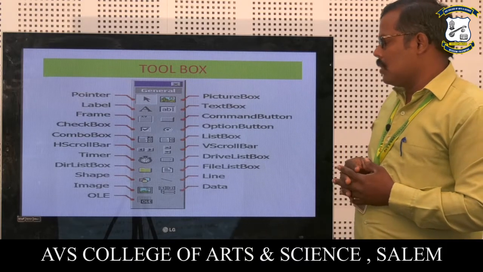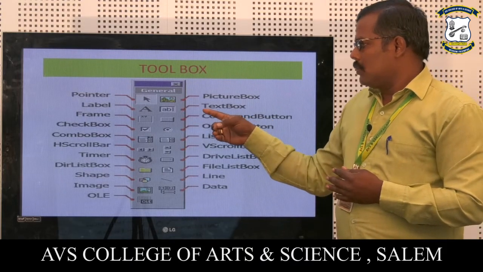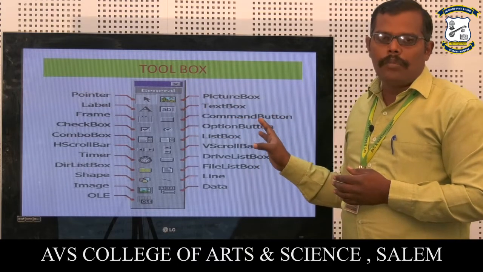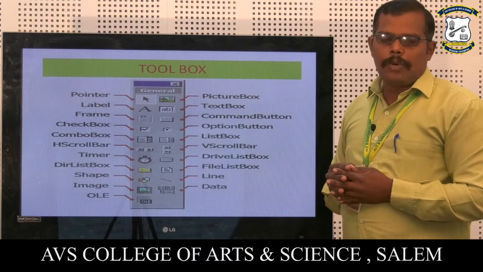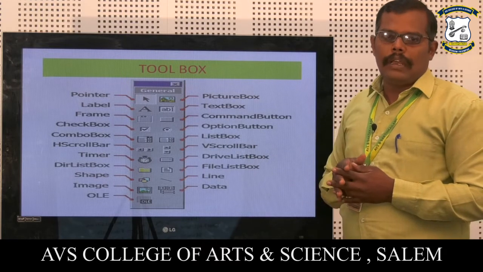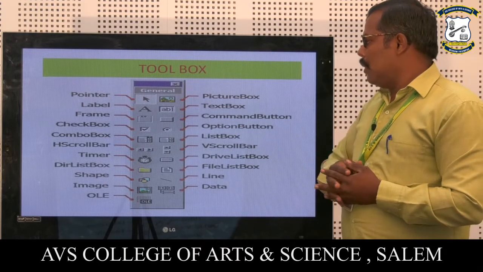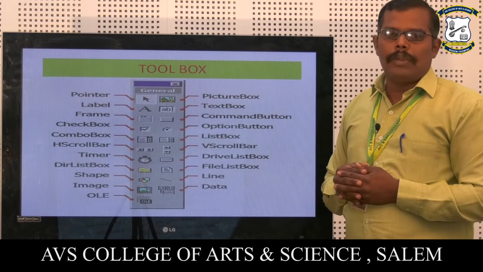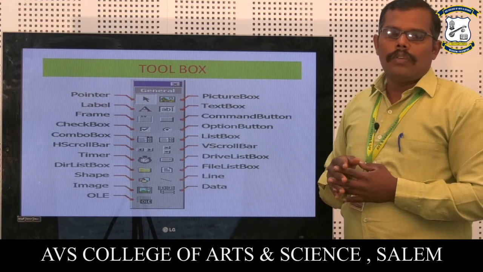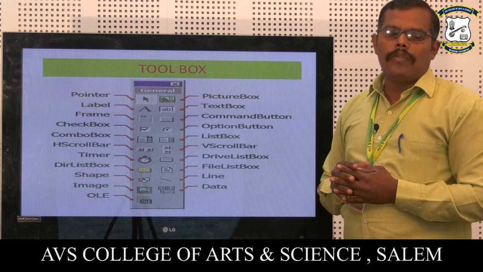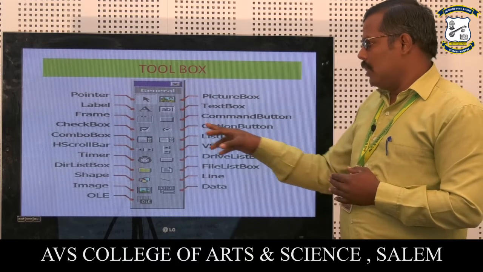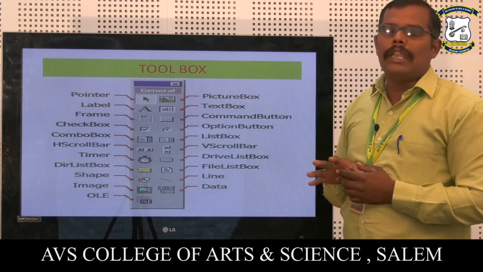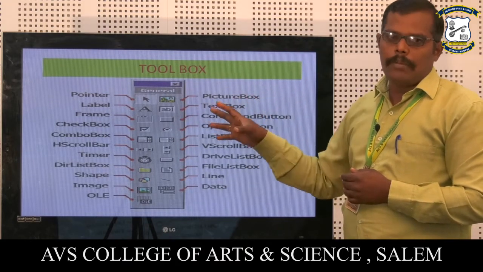Next one is the text box. This text box icon, we just simply drag and drop into the form design. Through this text box, we can input the data. Next one is the command button. Command button is an event based control. If we click the button, it will execute automatically. So it is very important for performing any kind of action. We need a command button.